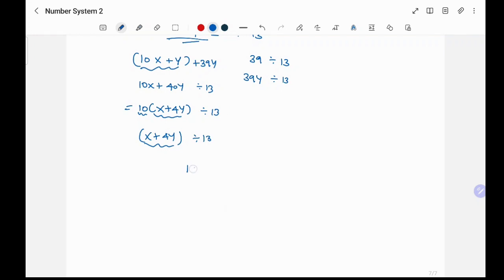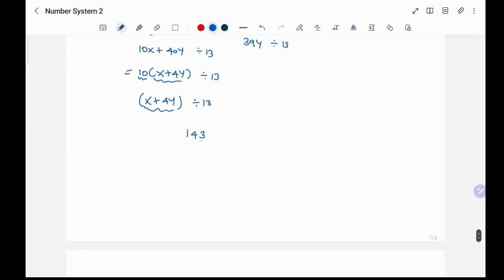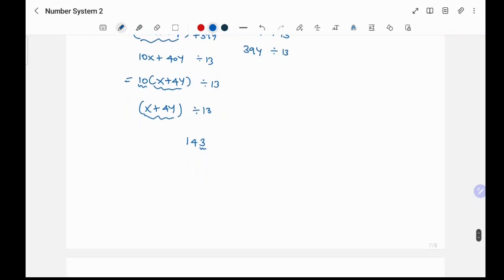I'll take 143. So I take the last digit, I multiply this with 4, it gives 12. Now I add it to 14. 14 plus 12 is nothing but 26, which is nothing but 13 into 2. This is divisible by 13. So 143 is also divisible by 13.